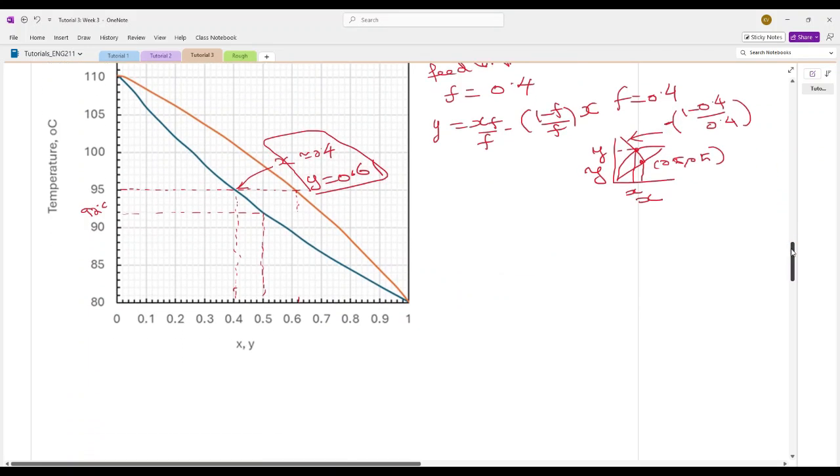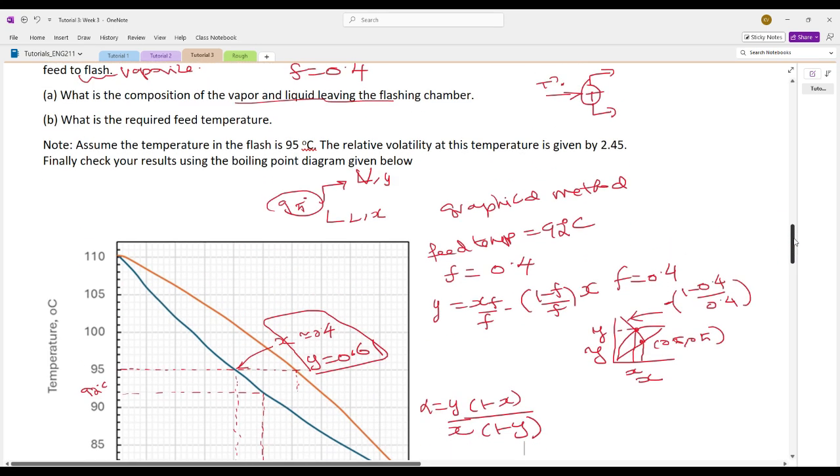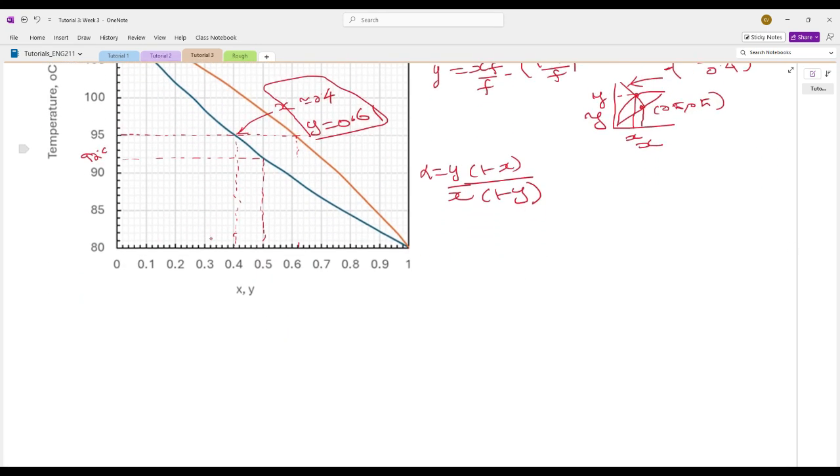We know some equation that we already derived. What we derived: alpha is equal to y by x times (1 minus x) divided by (1 minus y). Now we have alpha as 2.45. So let's write a general equation which is something like x is equal to, and then all the other quantities go to the right hand side. Yeah, let's write it like that.